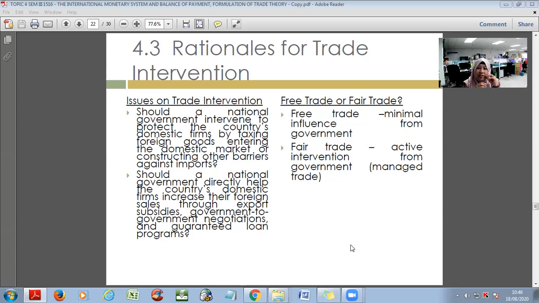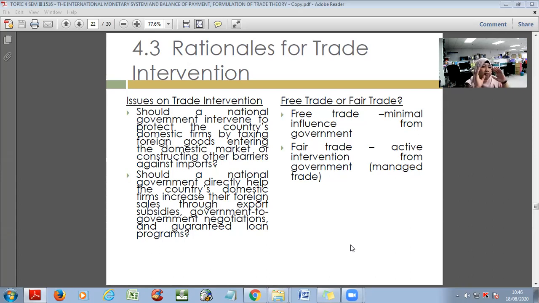Whereas for fair trade, there is active intervention from the government, meaning managed trade, where the government manages trade for them. I use the example of Malaysia Airlines System, because this is mostly a government company. So Malaysia Airlines System has active intervention from the government. So 90% of their profits go to the government and 10% to the company. Do you get me? This is an example to make it clear.